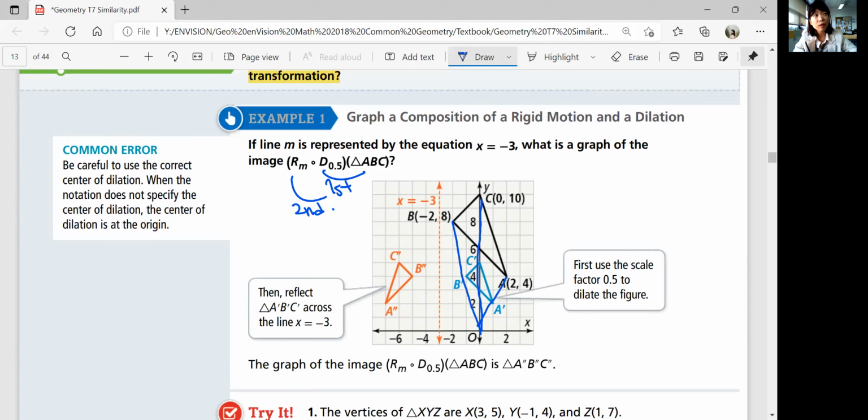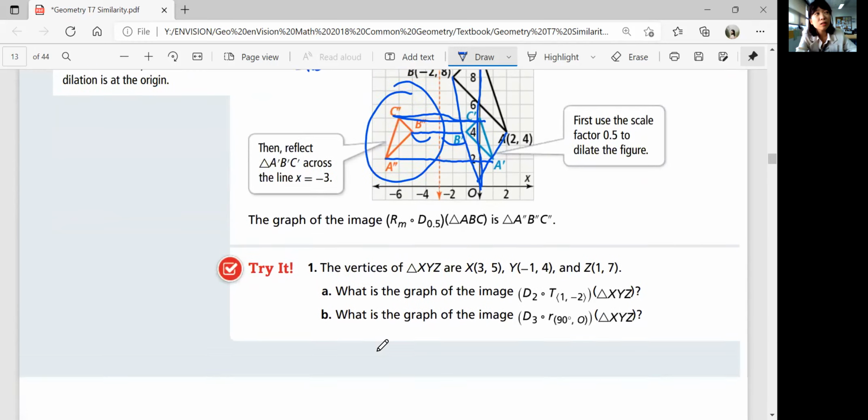And then you're gonna reflect over line -3. And you need to go the same distance from the point to the line across the line, okay? And then that is your final answer after this composition of transformations.